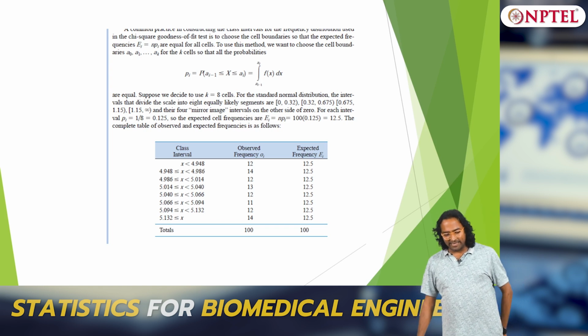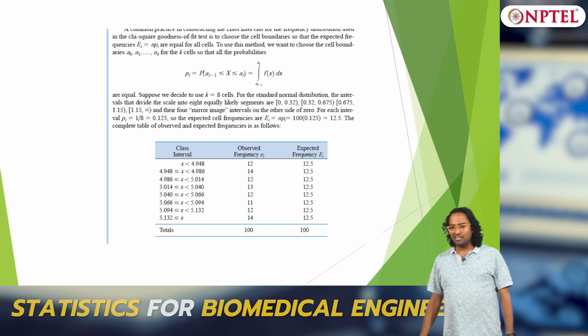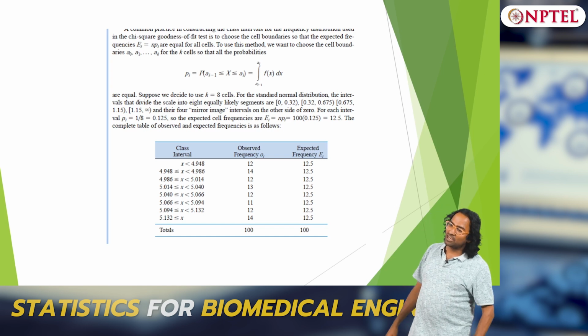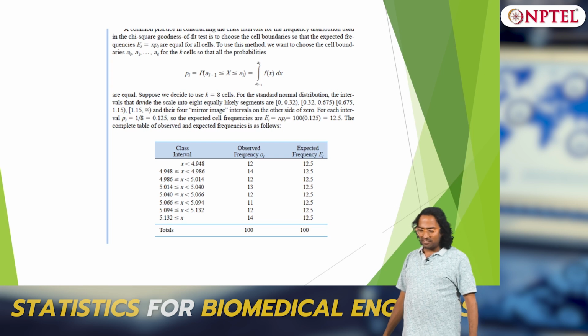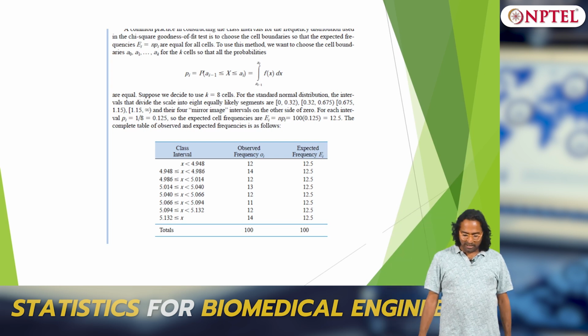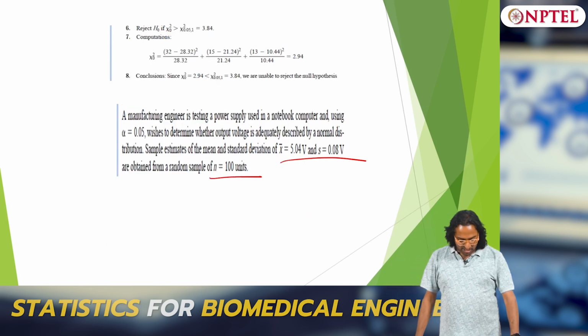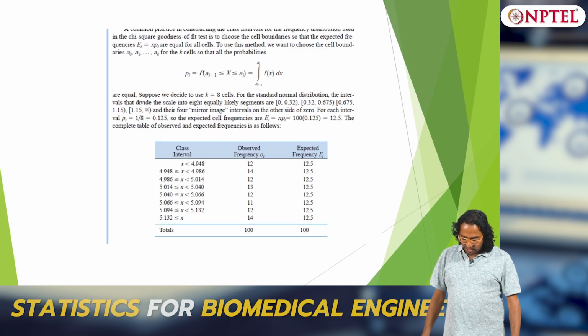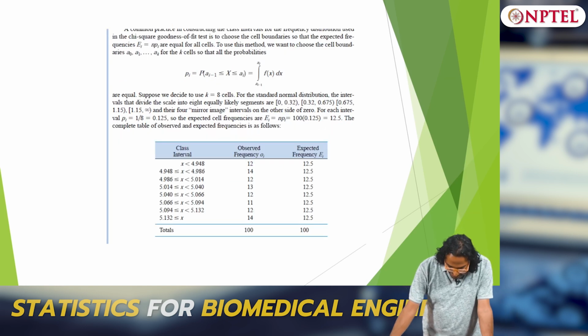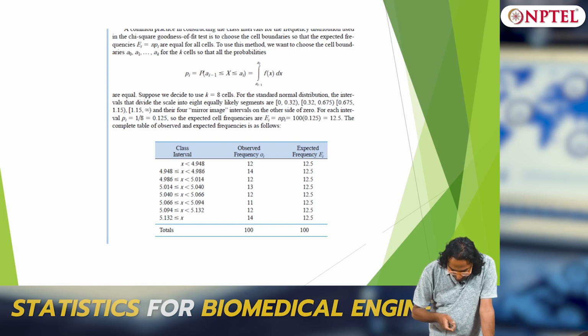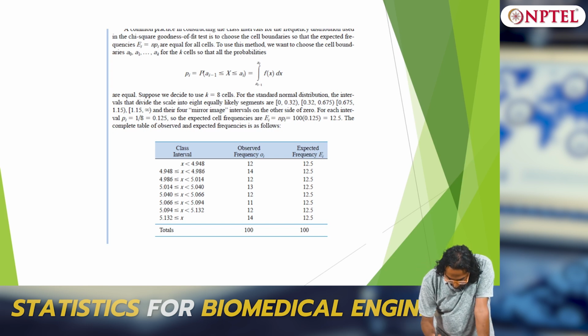I have to divide the data into intervals. Remember, this is a continuous distribution, not a discrete distribution. So you have to have class intervals, and remember your x bar is 5.04. A common practice in constructing the class intervals is the cell boundaries, so you have to have boundaries for a standard normal distribution.